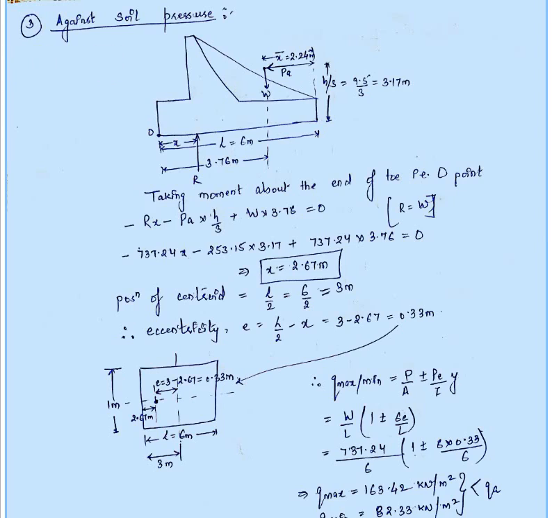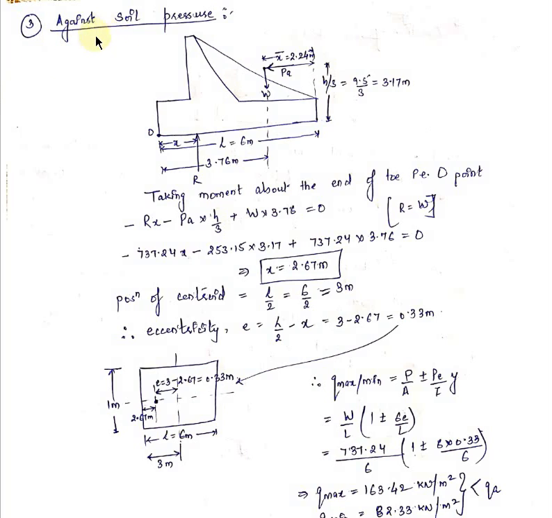Now let's come to the next stability analysis, which is stability against soil pressure. See, now we have to check whether the base of the retaining wall is sufficient to accommodate the soil pressure or not. See, what happens when the load comes in the downward direction? We know that the retaining wall is supported on the soil.